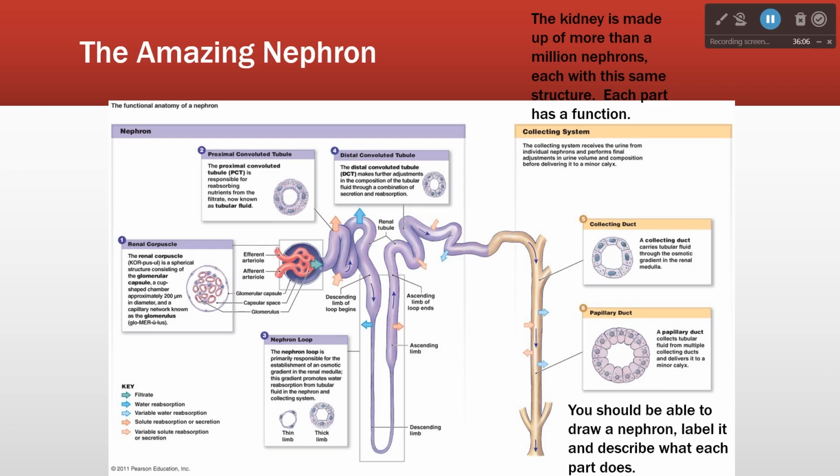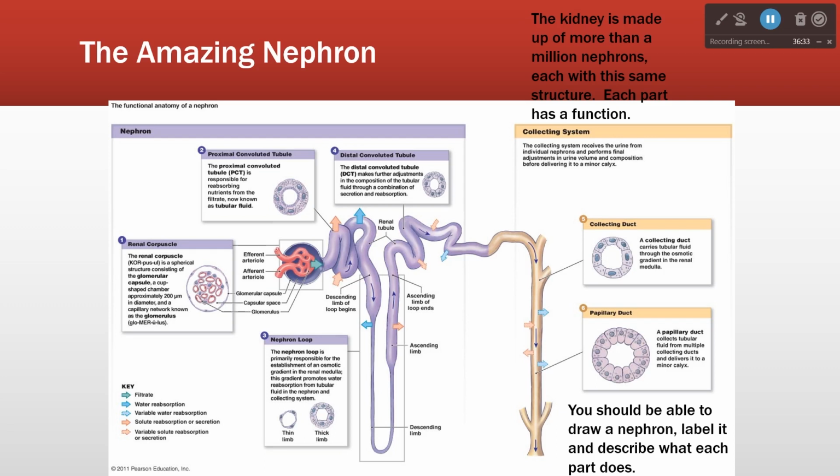It gets its name from its shape. It's proximal, it's close to the glomerulus, and it's convoluted, it's windy. So it's a proximal convoluted tubule. Next stop after that is the nephron loop. The nephron loop goes down and then back up. There's a descending limb and an ascending limb. The two limbs behave differently. And we'll talk about what happens down here as we go.